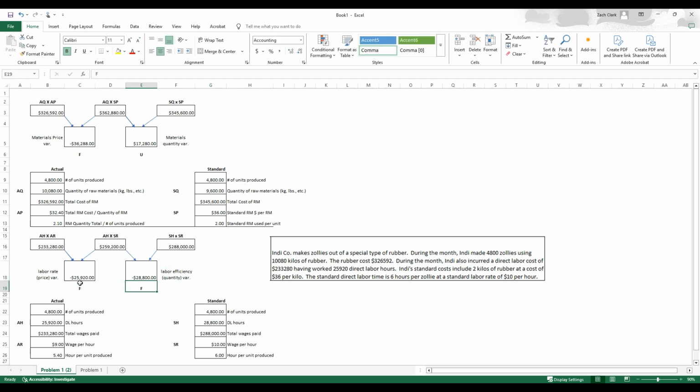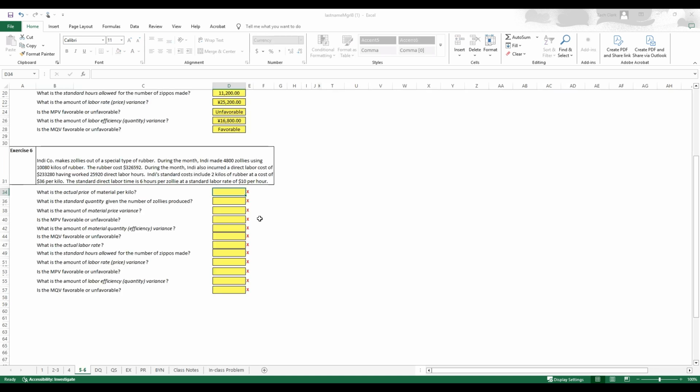So favorable and favorable. That's what we expect. As we said earlier, our price per hour for average wage is lower than expected, and we're creating these things faster than we had originally thought in our standard cost as well. And so we're looking great. And yeah, we'll jump back over to our input screen and put our results in and see if we get the correct answer.